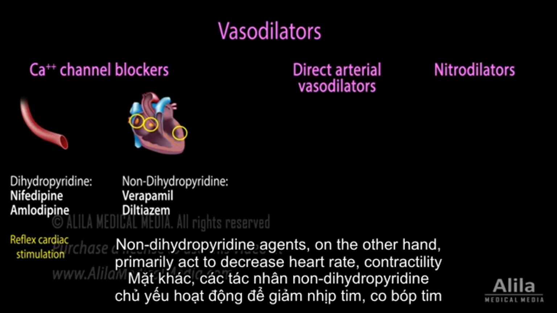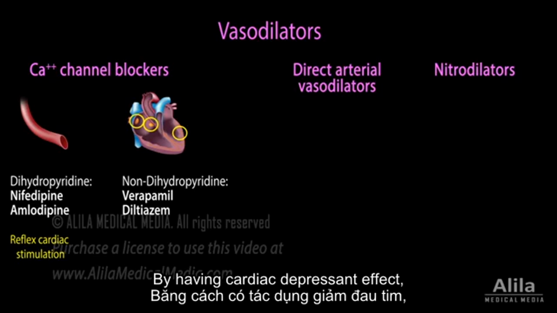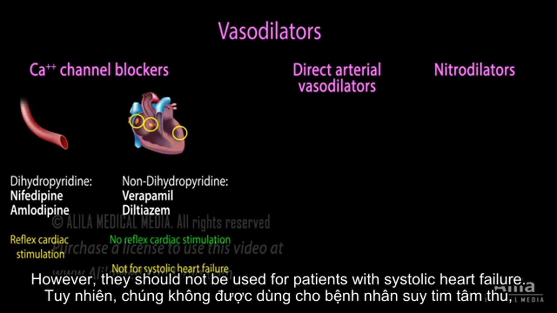Non-dihydropyridine agents, on the other hand, primarily act to decrease heart rate, contractility, and cardiac conduction speed, and are less effective on peripheral vessels. By having cardiac depressant effect, they can reduce blood pressure without producing reflex cardiac stimulation. However, they should not be used for patients with systolic heart failure.